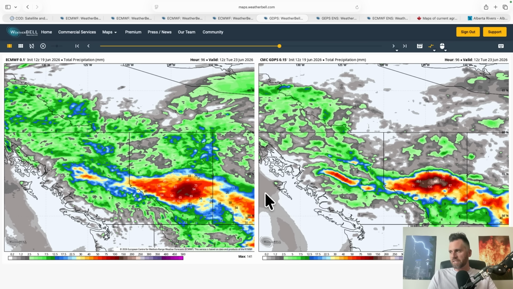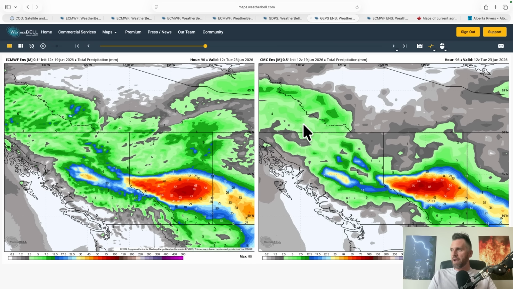We have uncertainty still is what I'm saying, even at this lead time. We're almost to the start of the system here, and we still have this inconsistency. But what this would tell me right off the bat is that some areas are likely going to get heavy precipitation, maybe in excess of 100 millimeters, just based on what the models are showing here, and likely right in the middle third of Alberta, likely right around the Edmonton region, somewhere in that area could pick up heavy totals of precipitation.